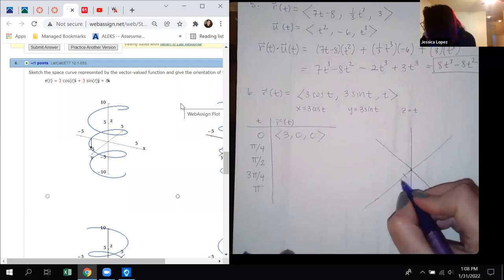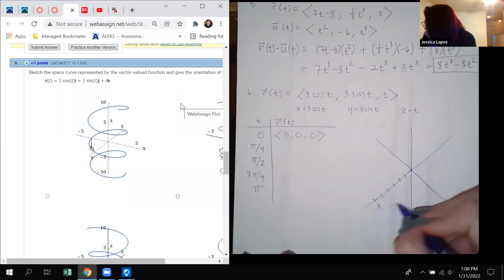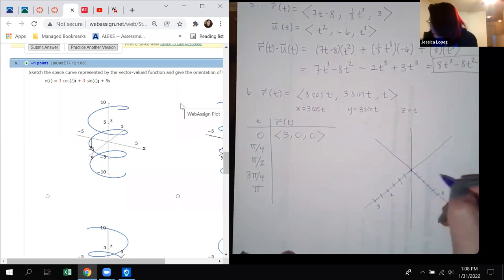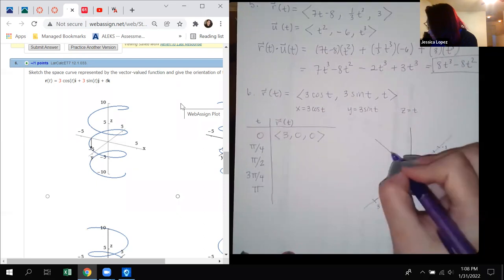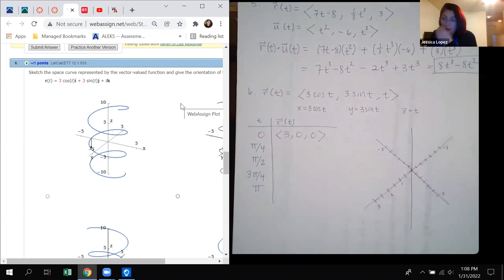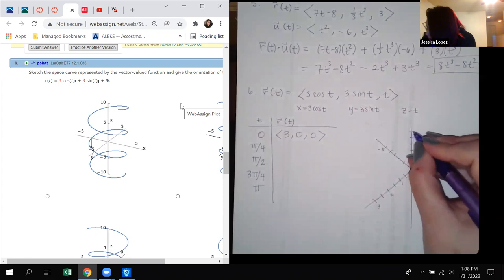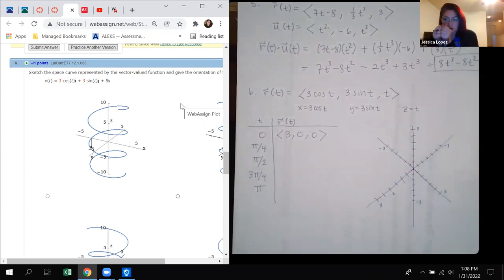Okay. So 1, 2, 3, 4, 5, 6. I think I'm going to make this 3, 2, and 1. So they're going by halves. 1, 2, 3. Right? 1, 2, 3. And that's -3, okay? So, and I'll do this. And that's 3. And that's -3. I'm just trying to give myself some space so that it doesn't look so crunched, okay?